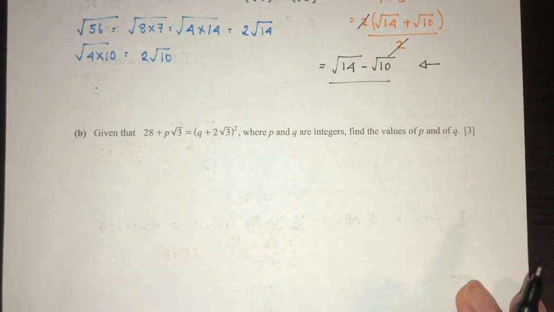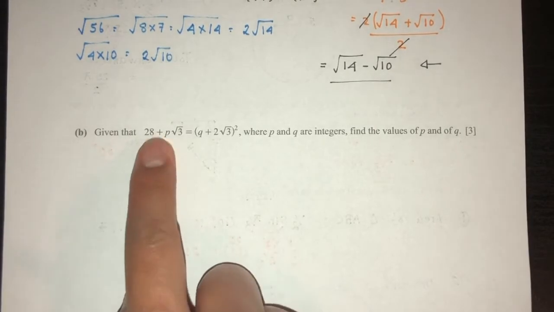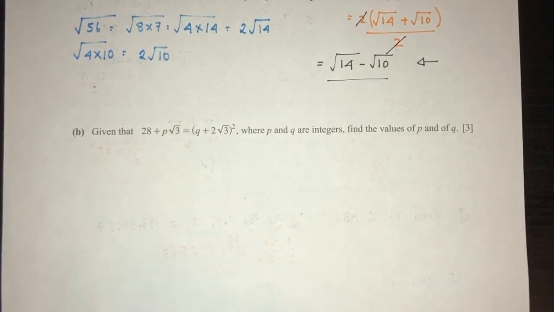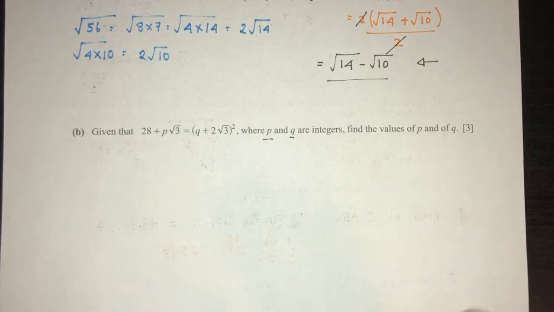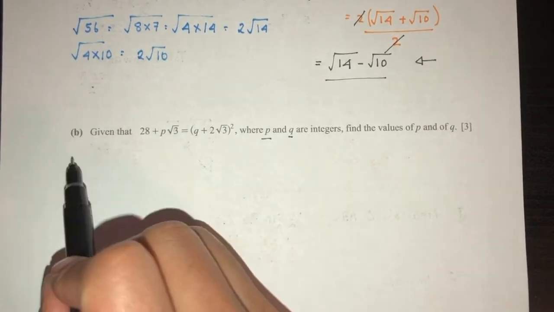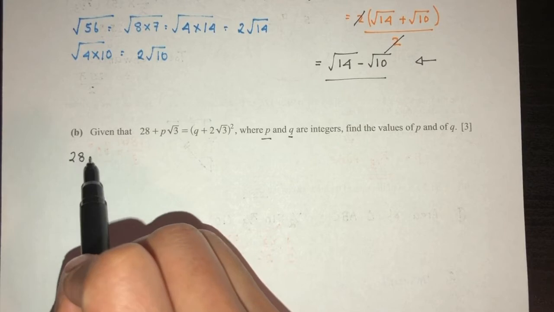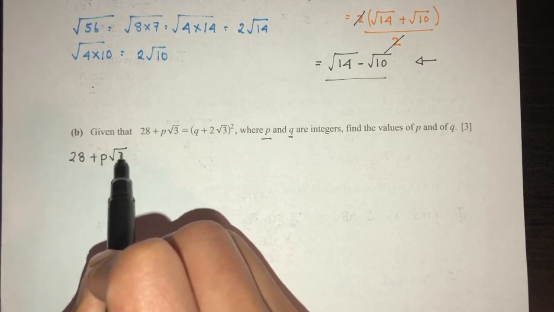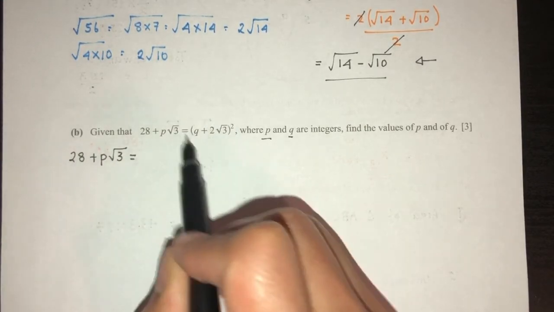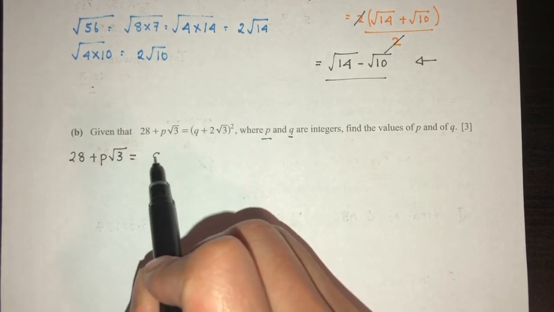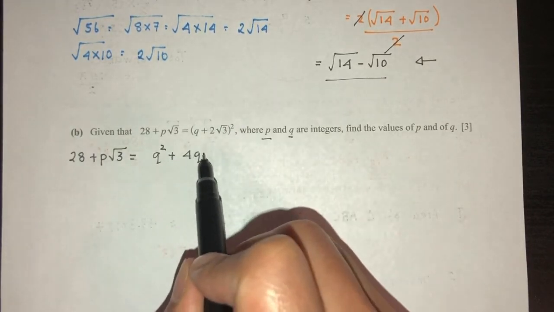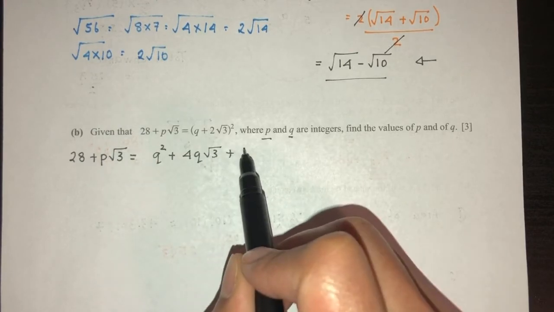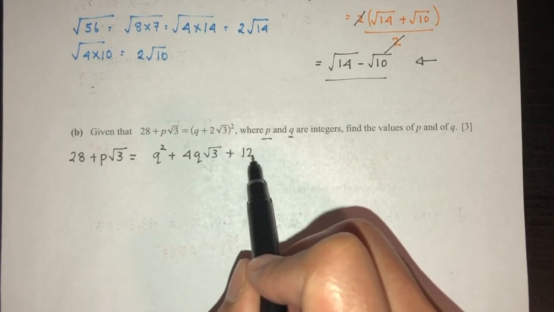Now let's move on to part B. Given that this is equal to this, where p and q are integers, find the values of p and q. So let's compare, one by one. So on the left hand side, let's leave it as it is, because that's all we can do. But on the right hand side, we can expand. Expand this, you will have q squared plus 4q root 3 plus 4 times 3, that should be 12.